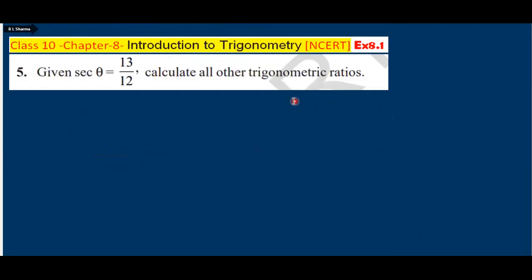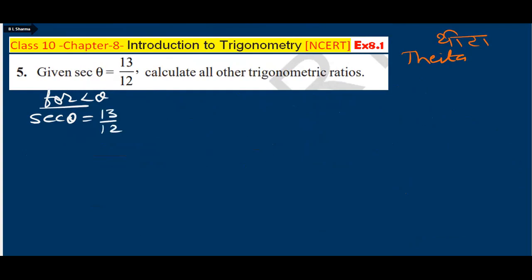Next question on your screen. Given sec theta, theta is written as THETA and you can write theta. ये इस तरह से प्रोनाउंस होता है थीटा. For acute angle theta, sec theta is given 13/12. So we know sec theta means hypotenuse upon base, that their ratio is 13/12.